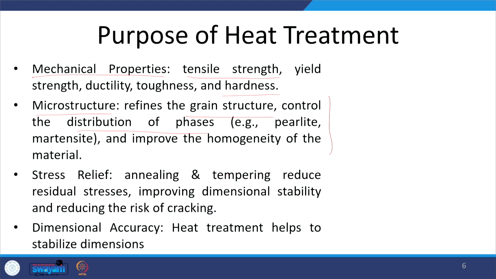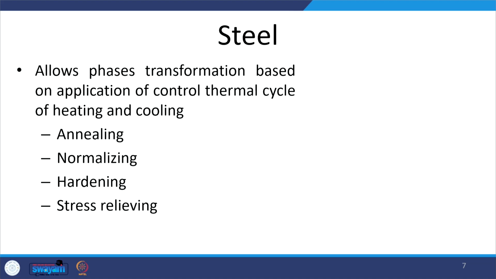Similarly, the stresses can be relieved through annealing or tempering in order to reduce the residual stresses and improve the dimensional stability so as to reduce the cracking tendency. And when the heating is done at a higher temperature, this also helps in improving the dimensional accuracy, as the dimensions are stabilized even after the welding, once the heat treatment is done. During the machining, there won't be any dimensional variation due to distortion.